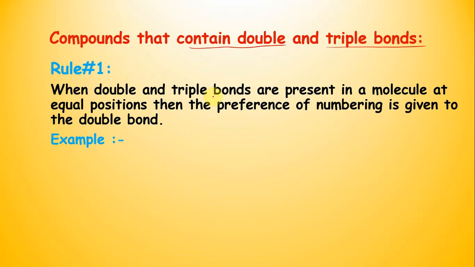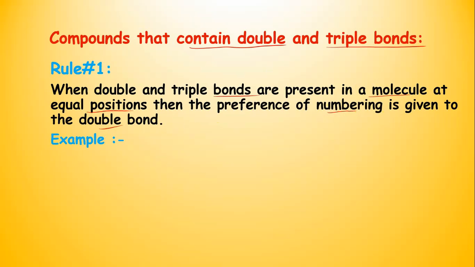When double and triple bonds are present in a molecule at the equal position, or the same position, that means the carbon-carbon double bond is at the second from the right side, and the carbon-carbon triple covalent bond is also present at the same position from the left side. So in this way we say it is the equal position. Then preference in numbering will be given to the double bond. Then we will start the numbering from that end where the carbon-carbon double bond is present.